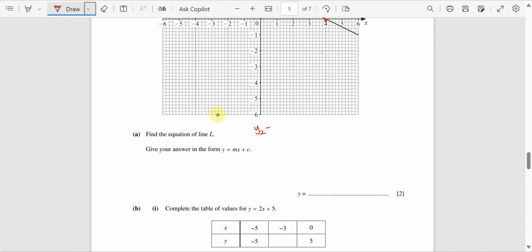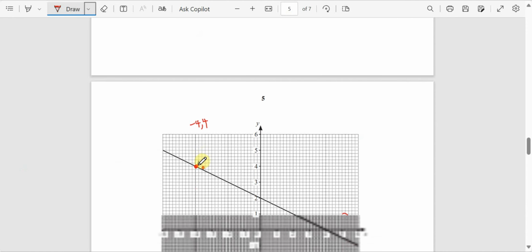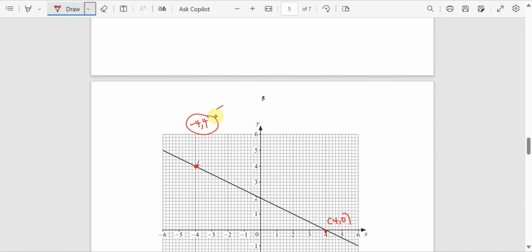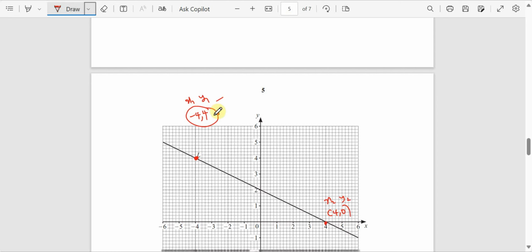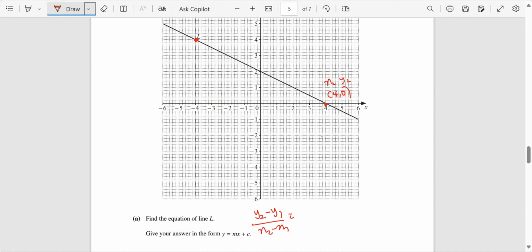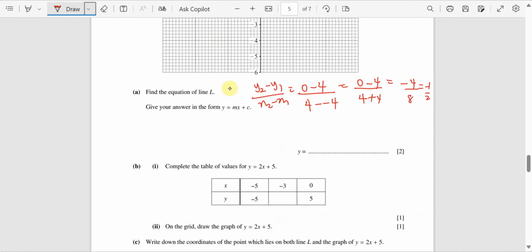Gradient is y2 minus y1 over x2 minus x1. I'm going to use this as 1 and this as 2. So y2 is 0, y1 is 4, so 0 minus 4, x2 is 4, and x1 is minus 4. So this is going to give us 0 minus 4 over 4 plus 4. This is minus 4 over 8, and that's minus 1 over 2. So that's our gradient. y equals minus 1 over 2 x plus c.